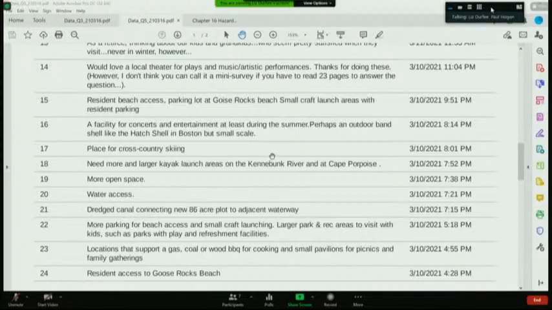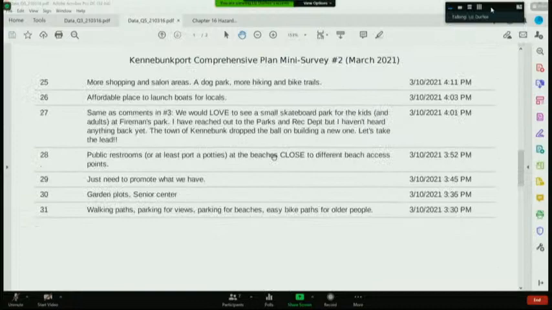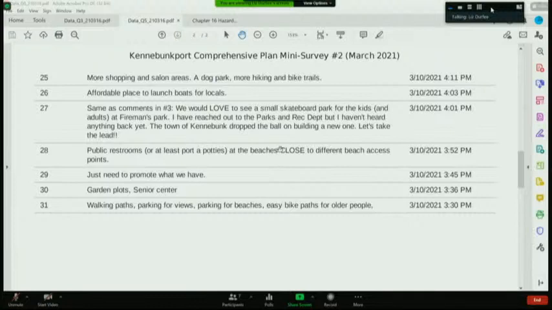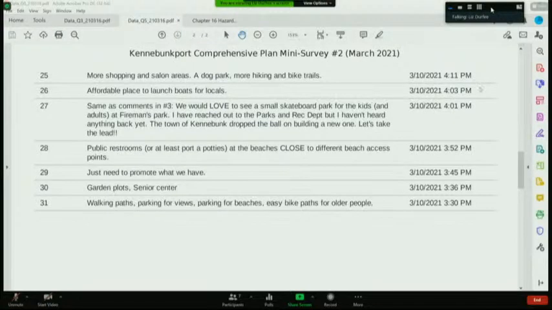So that's a success. More open space, water space. More parking for beach access, that sort of thing. So a variety of responses here. And I would say once we wrap up this survey and close it, we'll organize the results. So it's a little bit easier to wrap your head around what folks provided input on. But I thought there was a really nice diverse list of responses to this question. So that's good.